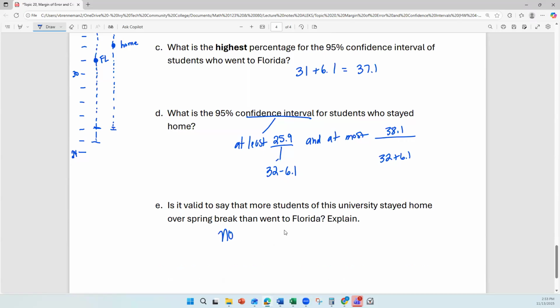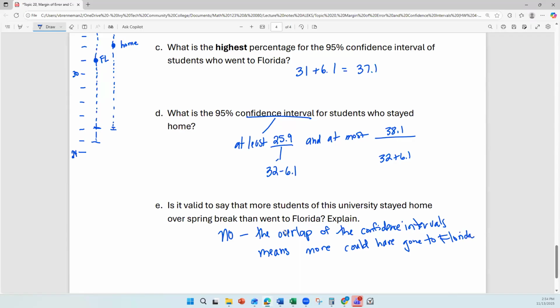So no, the overlap of the confidence intervals means more could have gone to Florida.